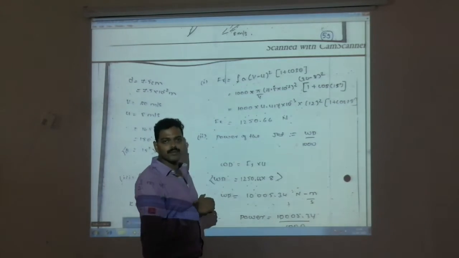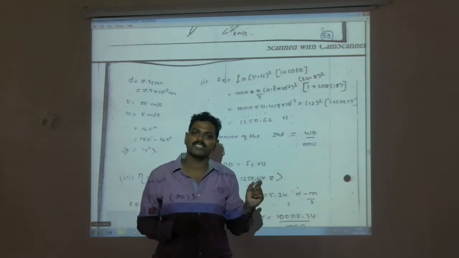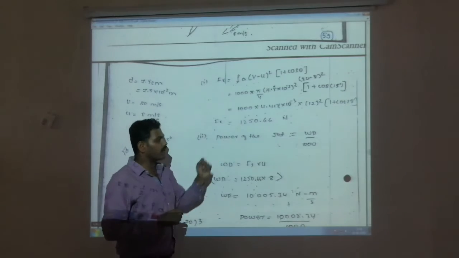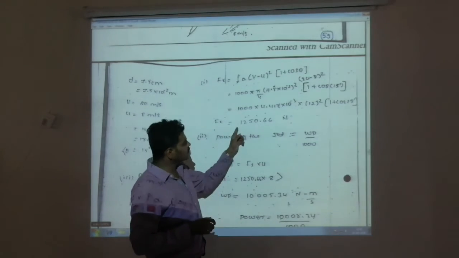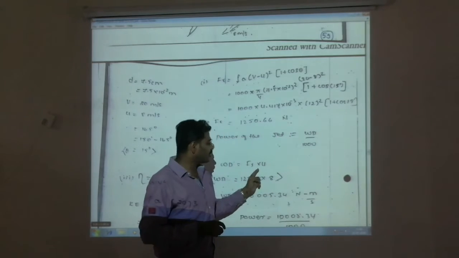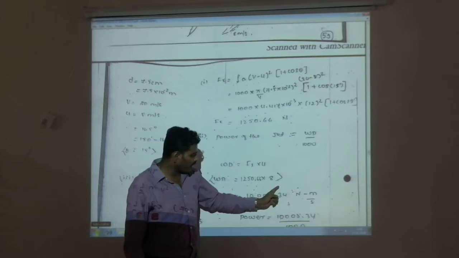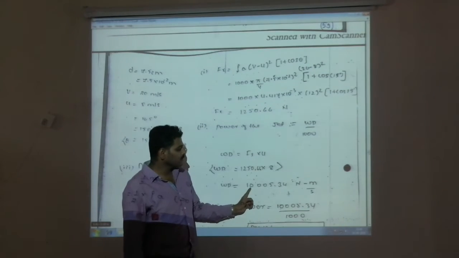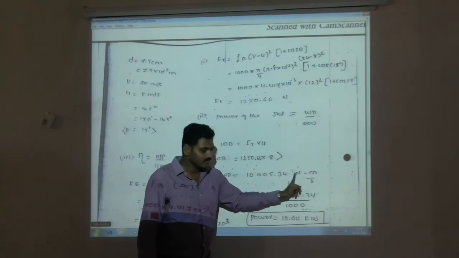The next is work done. Work done ಹೇಗೆ find out ಮಾಡ್ತೀವಿ? It is force in x direction into the velocity of the plate. That is Fx into u. Fx we have found out, that is 1250.66 Newton. So 1250.66 Newton into the velocity of the plate, 8 meter per second. So 1250.66 into 8. You will get work done as 1005.34 Newton meter per second.